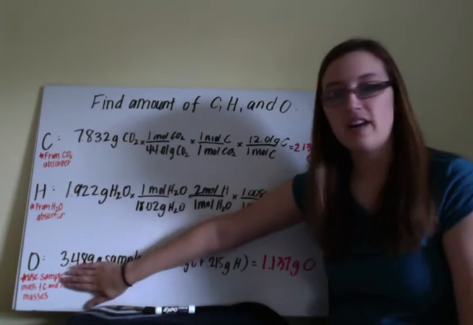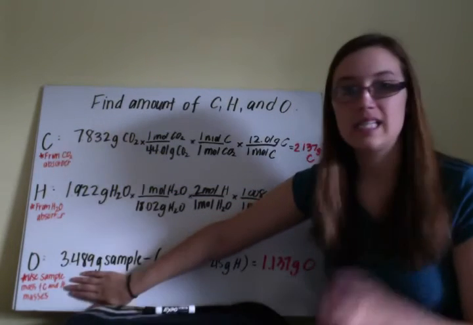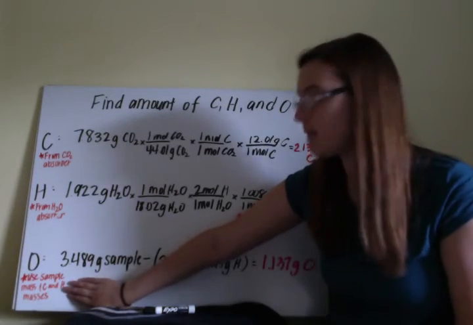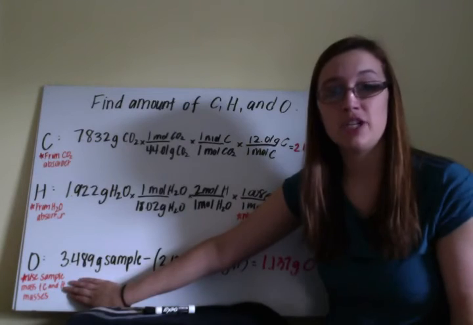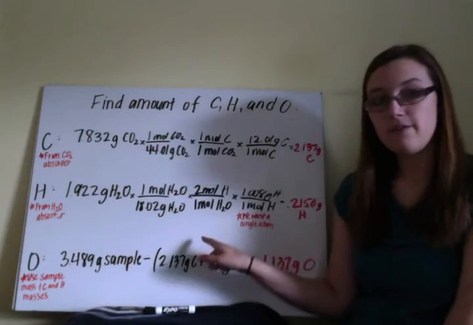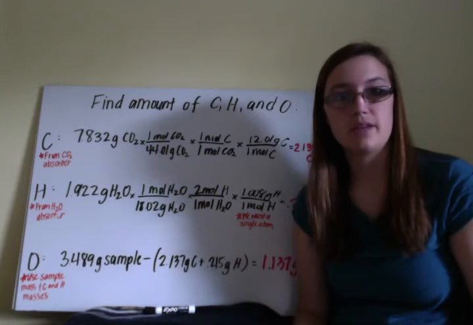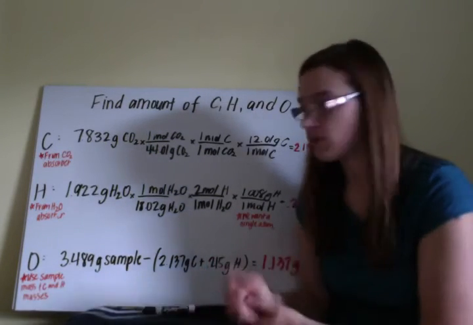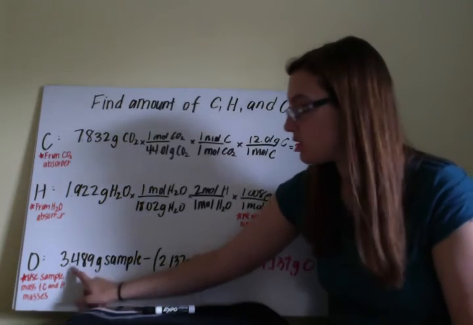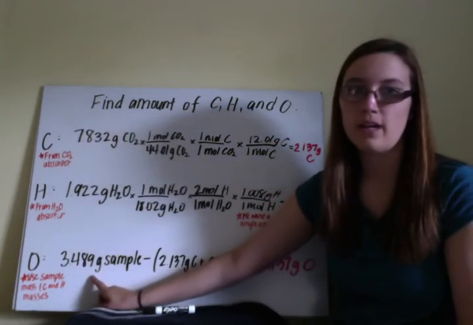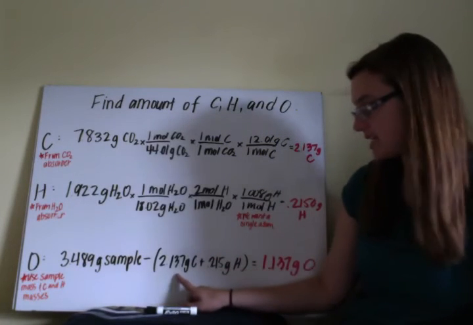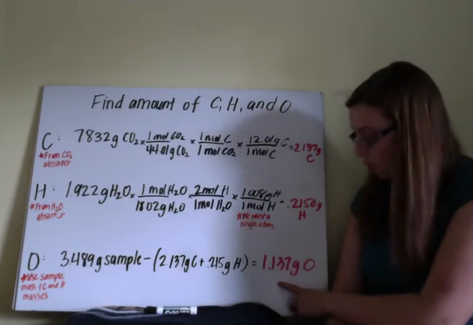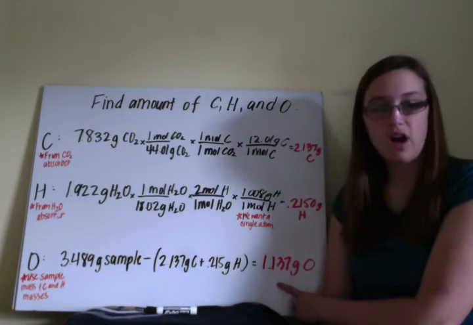Now, when we want to find the mass of oxygen, we need to use the sample mass. Okay, that's carbon plus hydrogen plus oxygen. Use that sample mass and the mass of carbon and hydrogen that we found from above. That's going to give us our mass of oxygen, right? Law of conservation of mass. The mass can't go anywhere, so our carbon plus hydrogen plus oxygen is going to give us this sample. So the sample was 3.489 grams. I'm subtracting the carbon and the hydrogen, and what I found is 1.137 grams of oxygen.